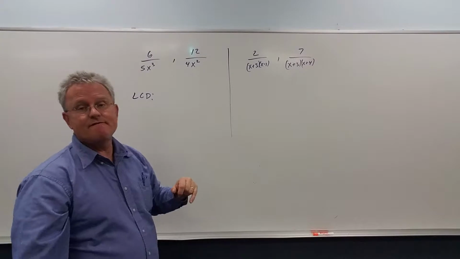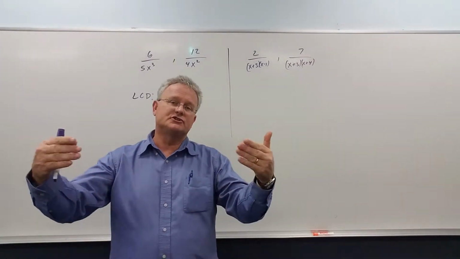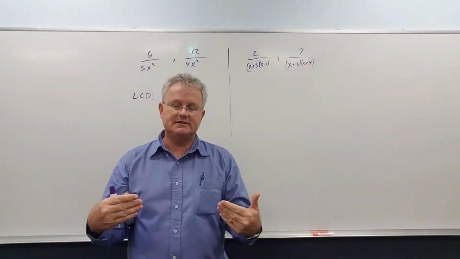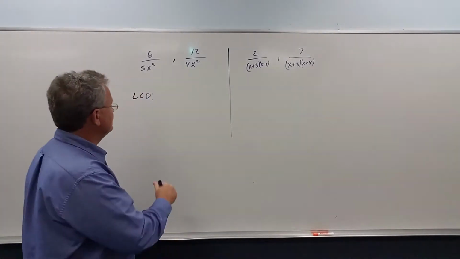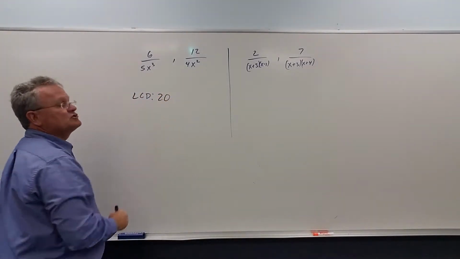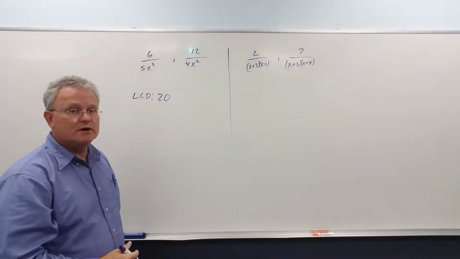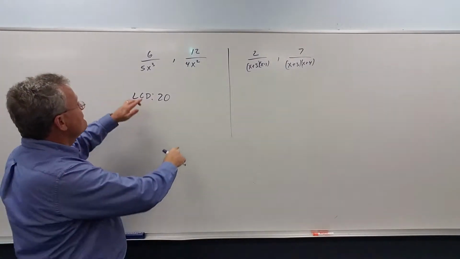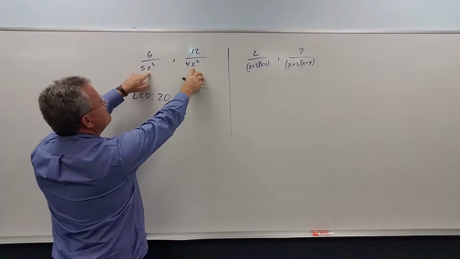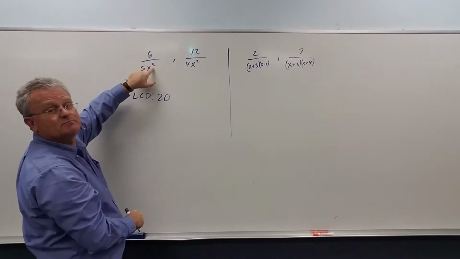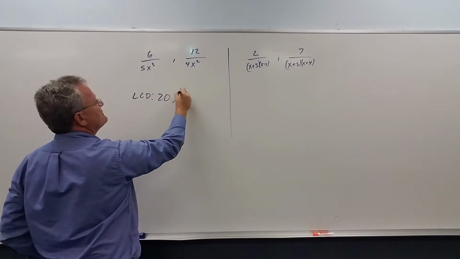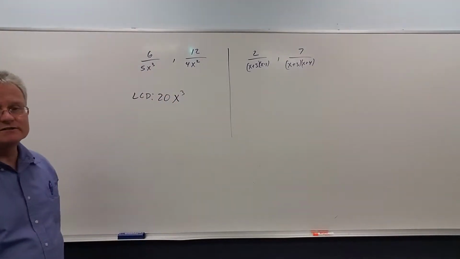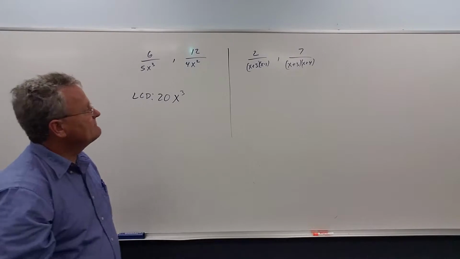What is the least common denominator? Well, for 5 and 4, what is the smallest, the least number that they both divide into evenly? That is 20. 5 goes into 20 and so does 4. For your variable part, it's pretty simple. You just pick the larger exponent. X cubed is larger than x squared. That is the LCD. Okay.